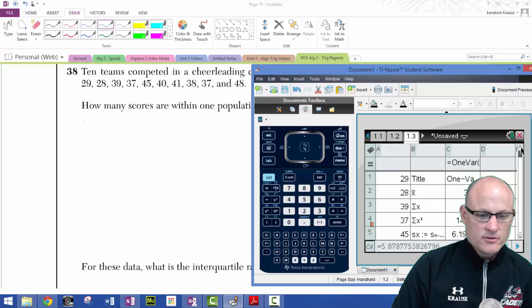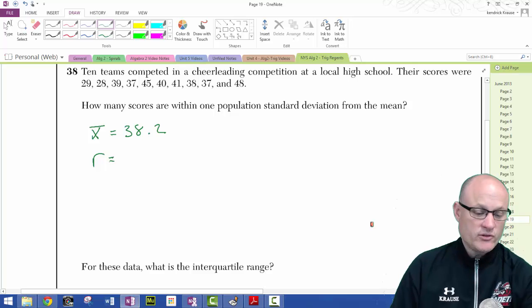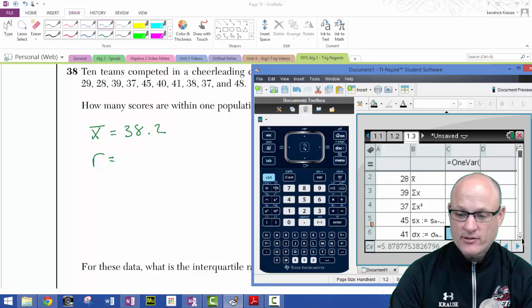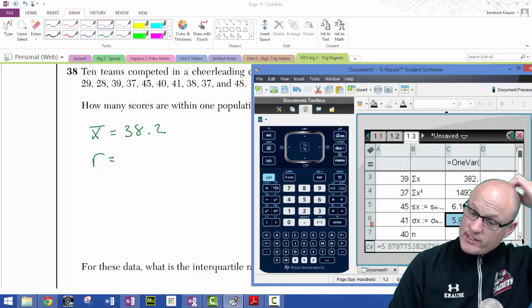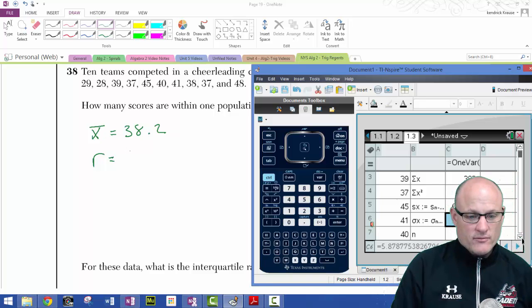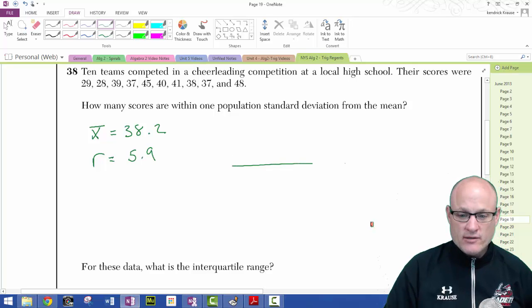So I have found that my X bar is 38.2. So my X bar equals 38.2. And my standard deviation, which is sigma, not S, that's the sample standard deviation. We've got a population, which is 5.8 or 5.9. So if I want to go one standard deviation out from 38, I'm going to go down 5.9.